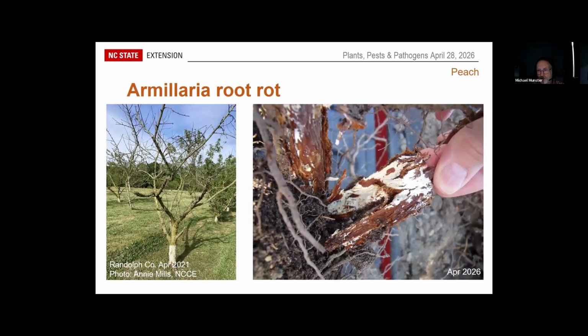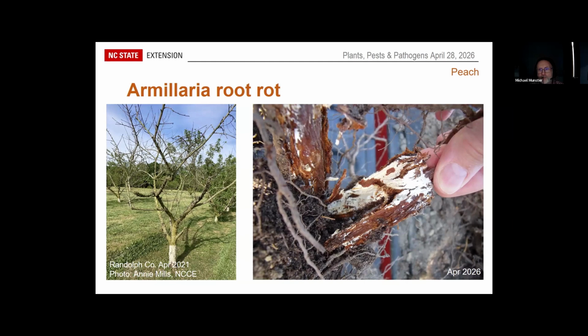But I want to start out with this disease, armillaria root rot. So the tree there on the left from Randolph County, there was not only the armillaria root rot, I should say, but also some possible crown gall and a high population of lesion nematodes in the soil there. But we had a case just this year, a couple of weeks ago. Someone brought in a couple of his trees, 2 to 7 year old range, I believe, from his home peach orchard. They had leafed out this year and then collapsed.